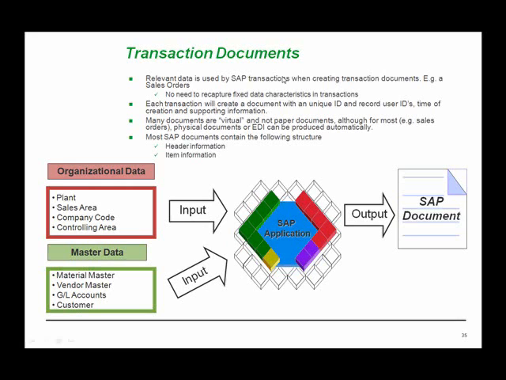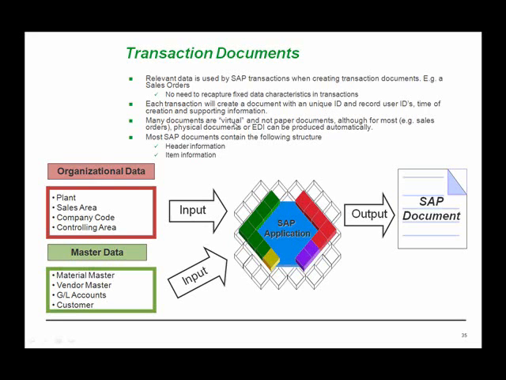Each transaction will create a document. What is a document? It's a unique ID to record your transaction. Every transaction that you do can be tracked. It also records user ID, who is entering it. It also records the time of creation, what time it was created. It also records any supporting information that you can provide. Supporting information, time of creation, user IDs are all recorded with this unique ID. And every transaction document has a unique ID.